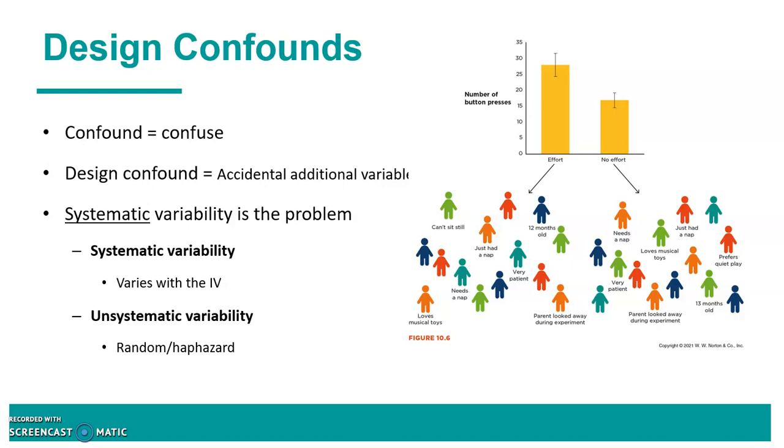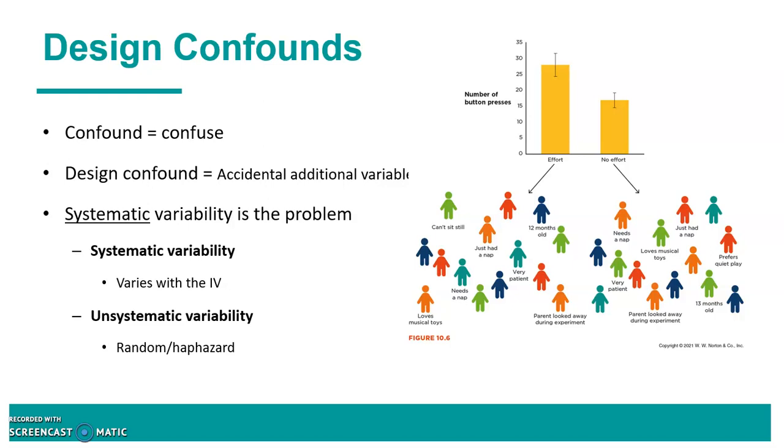You may have variability between participants in the different groups, experimental groups. Okay, that may or may not be a problem. It's really only a problem if it's systematic. Okay, so if it really varies systematically with the IV, if it's an issue with the experimental system. Okay, if it's unsystematic variability where it's just random, then it's not an issue.